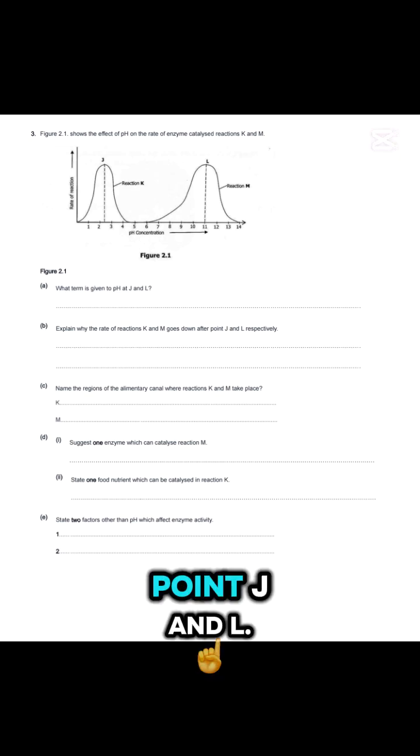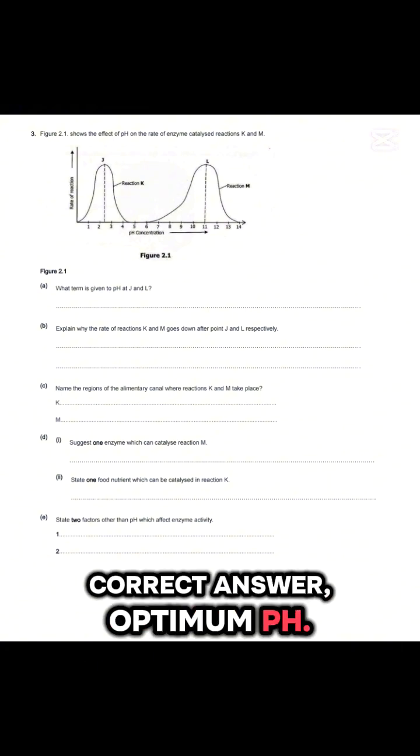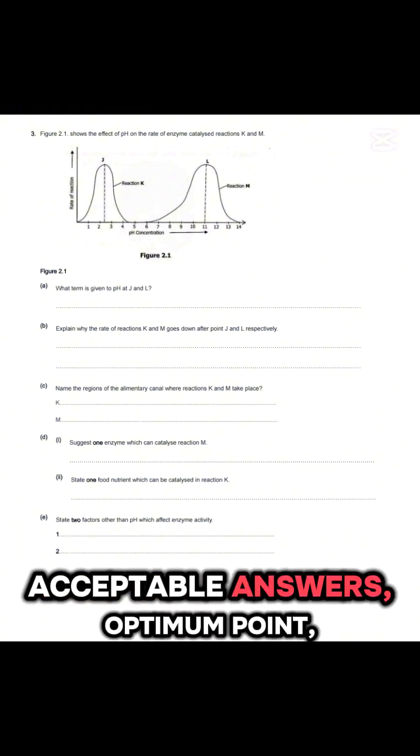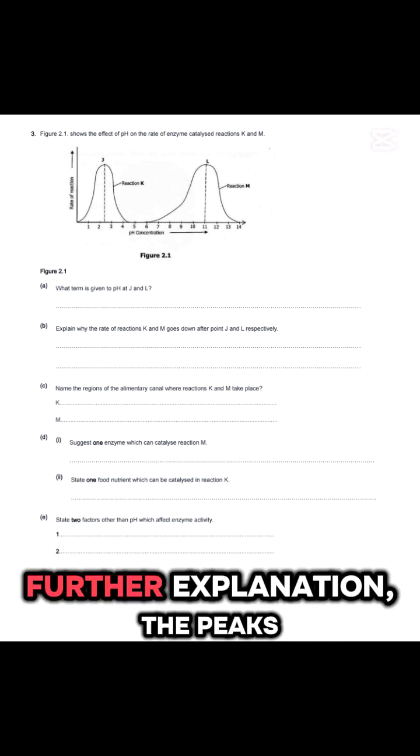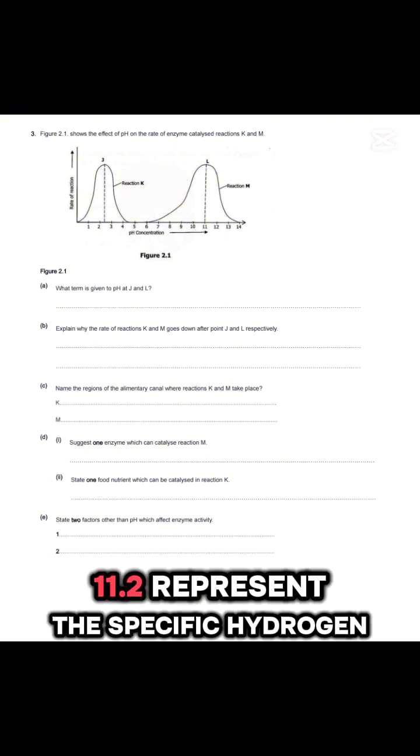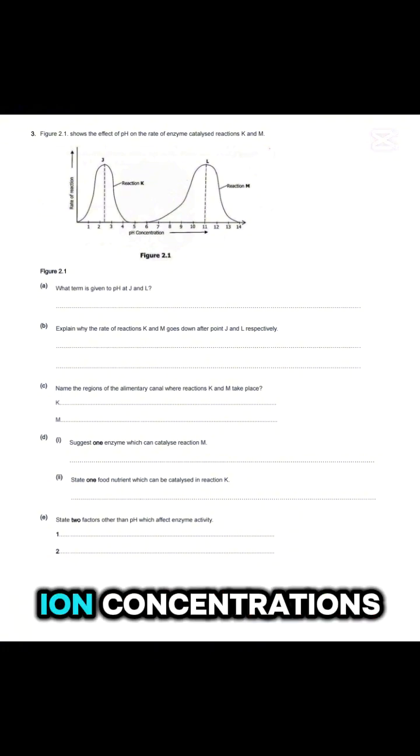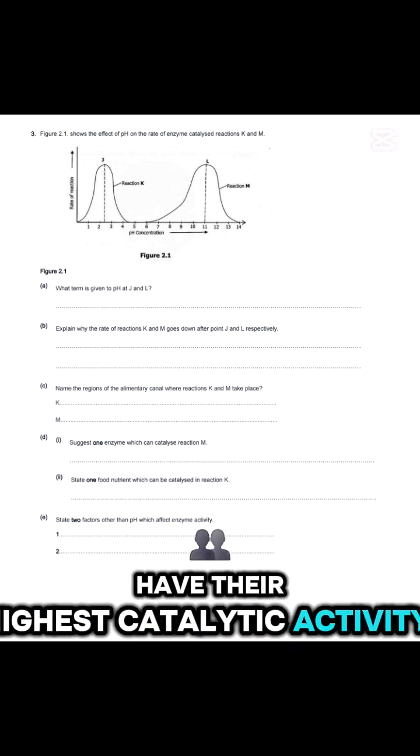3a. Term for points J and L. Correct answer: optimum pH. Acceptable answers: optimum point, maximum pH activity point. Further explanation: the peaks J, at pH 2.5, and L, at pH 11.2, represent the specific hydrogen ion concentrations where the respective enzymes have their highest catalytic activity.